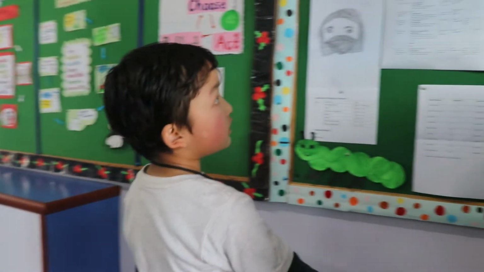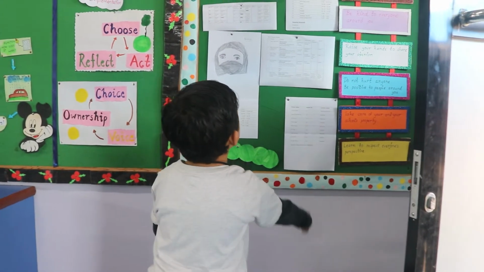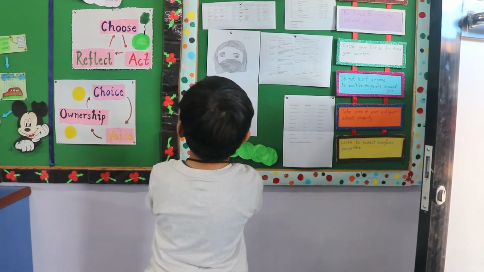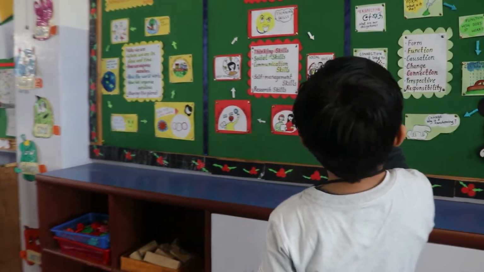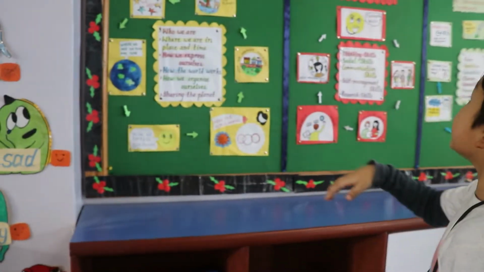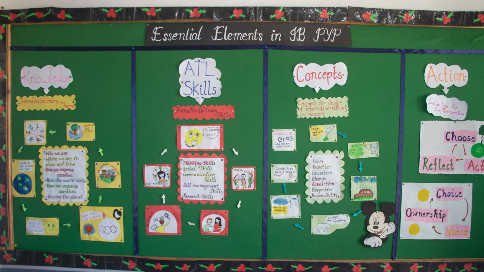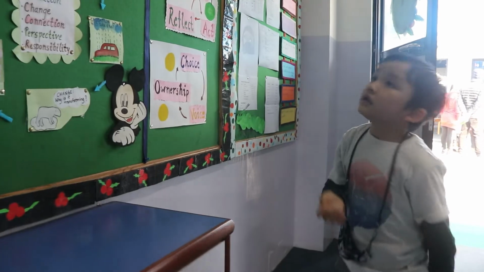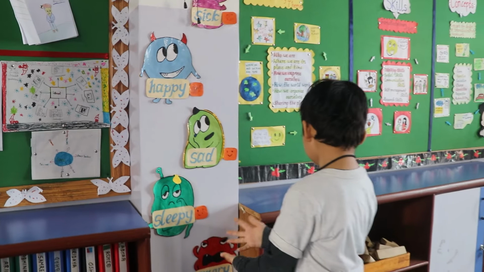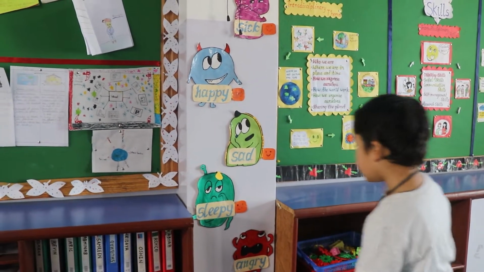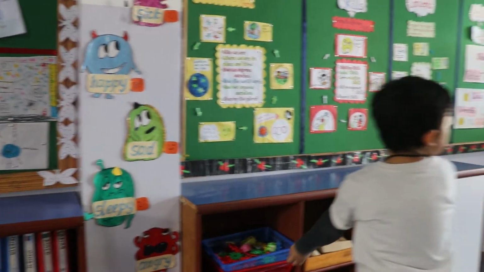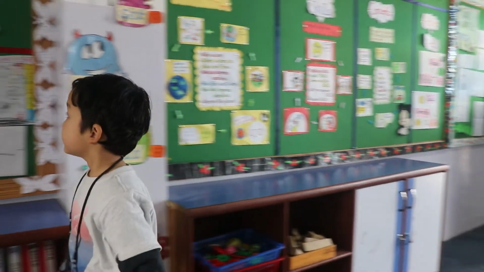So this is the essential agreements. This is the teacher's board. This is the essential elements in IBPYP: knowledge, ATL skills, concepts, action. This is the mood chart where we put our moods. And this is the playing station where we play.